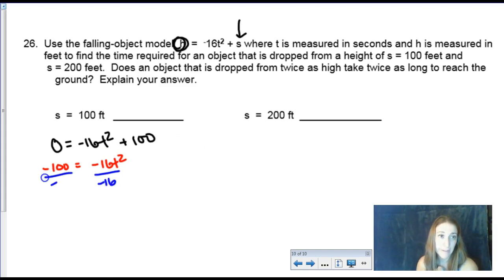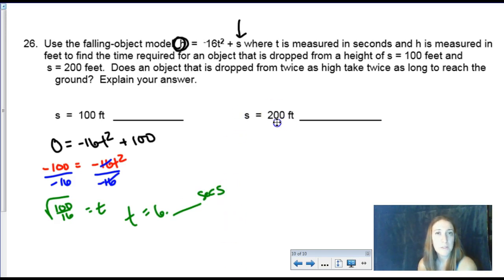I don't really have a calculator in front of me. But whatever this is, 100 divided by 16. And then your final answer is whatever the square root of 100 divided by 16 is. 5 over 4, so 6 point something. And instead of saying plus and minus, it wouldn't make sense to say -6 point whatever seconds. So 6 point whatever seconds is my answer.